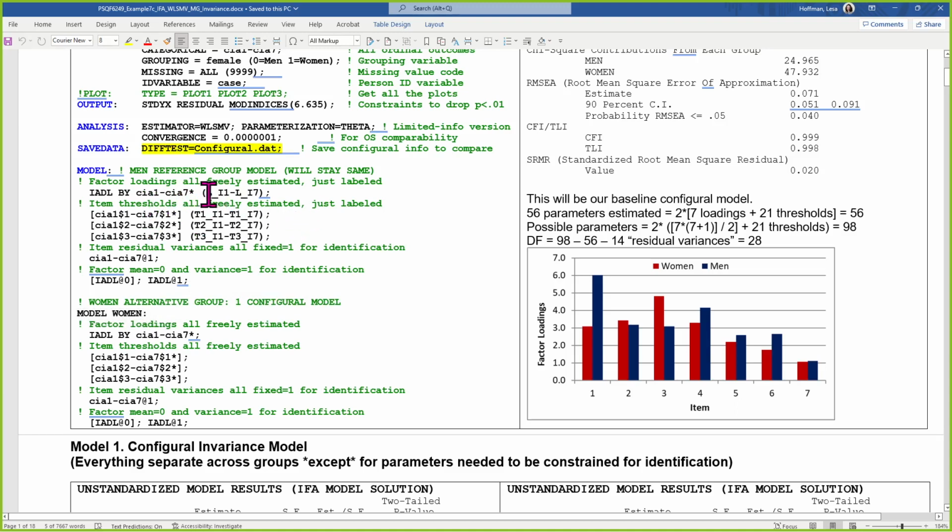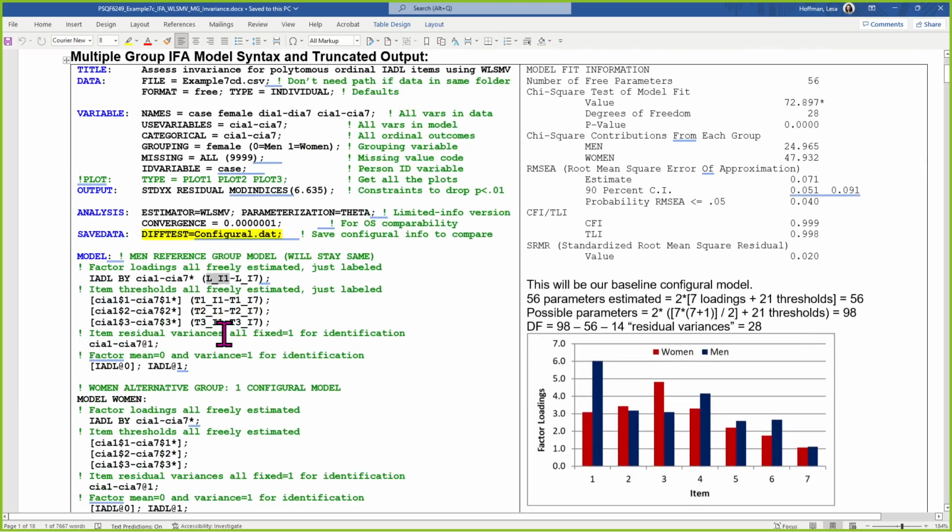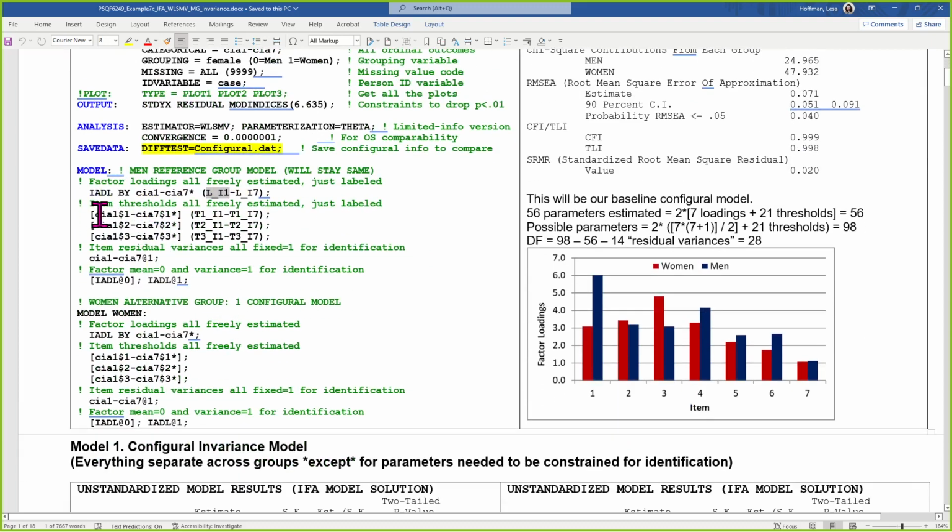I have labels here, so L_I1 to L_I7. The L stands for loading, the I stands for item. I have all of the thresholds written out, and fortunately in my case, all 4 categories were observed in both groups, so I don't have to worry about rounding my data into convenient bins. I've got my thresholds labeled, but they're not constrained yet. These are just labels. The residual variances for my 7 categorical items, that's what the C means, are fixed at 1 for identification. And likewise, the factor mean and variance are fixed to 0 and 1 respectively for identification as well.